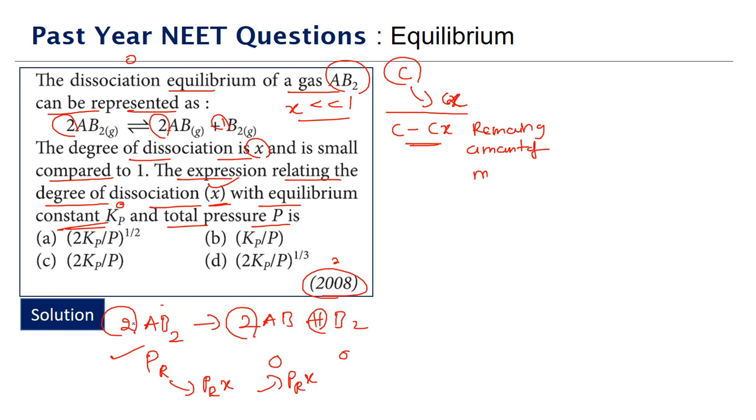But if you look at the other side, every 2 molecules of AB2 gives only 1 molecule of B2. That means the pressure increase here will be equal to PR into X divided by 2. It will be just half of that. So clear? The initial pressure is this much. PR is for the initial pressure of the reactant. There is no product pressure.